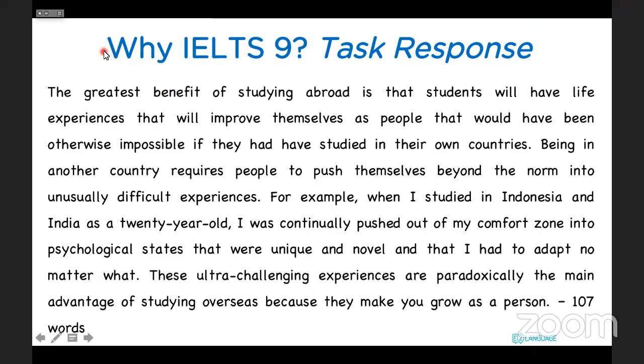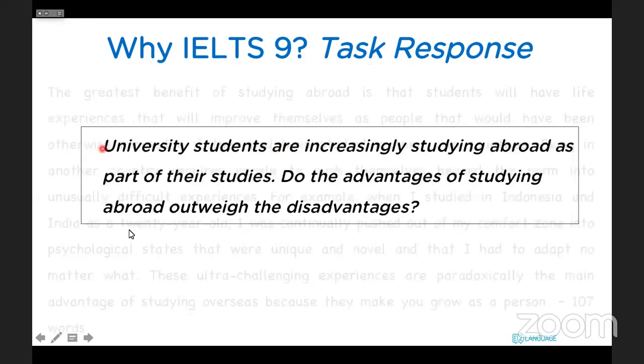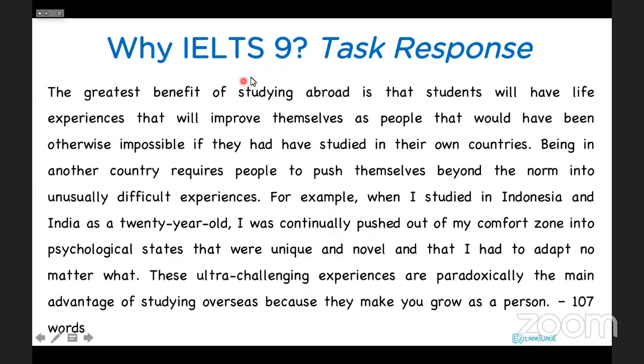So why would I get a 9 for task response, answering the question? Because everything I wrote was about this. Everything I wrote, I never went off topic. I never talked about anything else. I followed a strict structure that followed this completely. So I would get a 9 for task response.